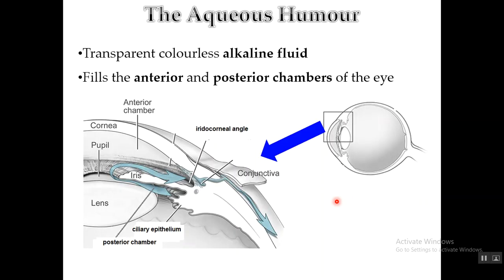As we can see here, this is the aqueous humor present in the chamber. This is the cornea, and this is the lens. This chamber in front of the lens is called the aqueous chamber, and it consists of two chambers. One between the iris and the lens is called the posterior chamber, and the second between the iris and the cornea is the anterior chamber. In the anterior and posterior chambers you have a transparent, colorless, alkaline fluid called aqueous humor, filling the anterior and posterior chambers of the eye.